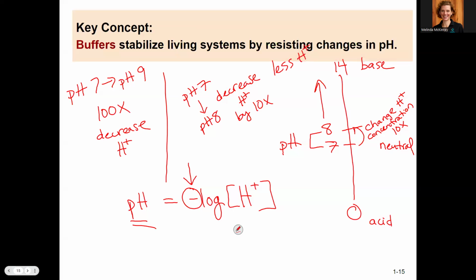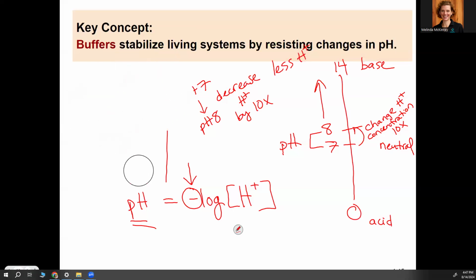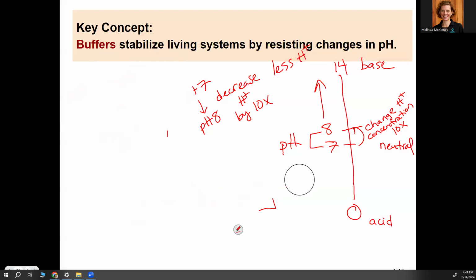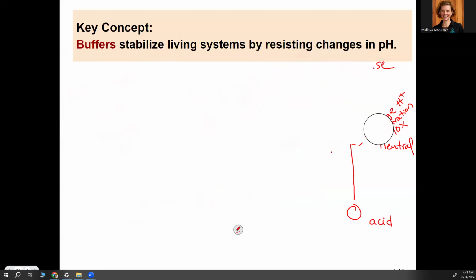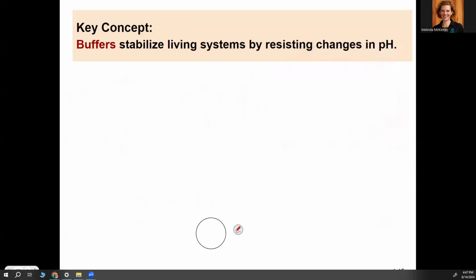All right, buffer. So the last concept here is a buffer. Buffers stabilize living systems by resisting changes in pH. This is really important because, as we'll learn later, biological molecules like proteins won't function in a wide range of acidity. They will break down. So it's important to keep things in a narrow range.